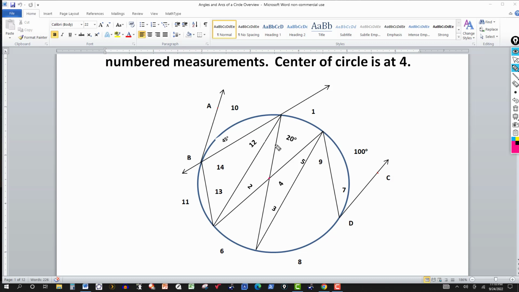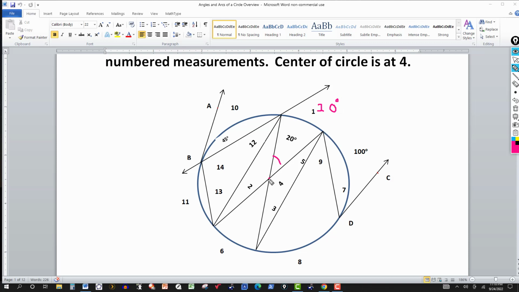So this angle right here, and again, I'm trying to do my best with these values here, but 20 degrees actually is for this angle here. So we want to find the measurements for the numbered sections. So 1 then would be this arc right here. And since this is a central angle and it measures 20 degrees, then arc 1 is 20 degrees.